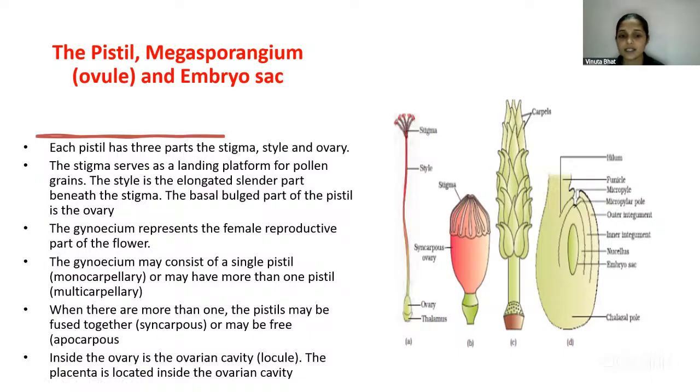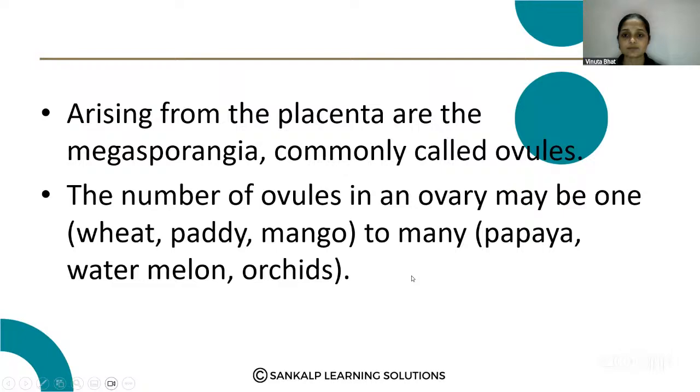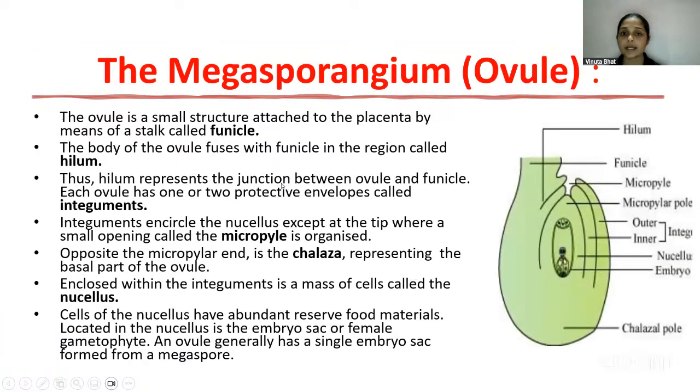Female gamete is present inside the ovule. So here the ovule, that is also called the megasporangium. So ovules are present in the ovary, and that is also called the megasporangium. So this is the structure of the ovary.